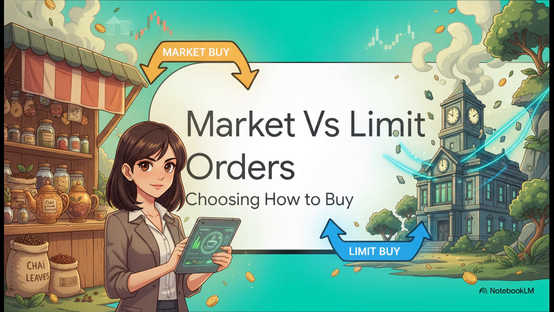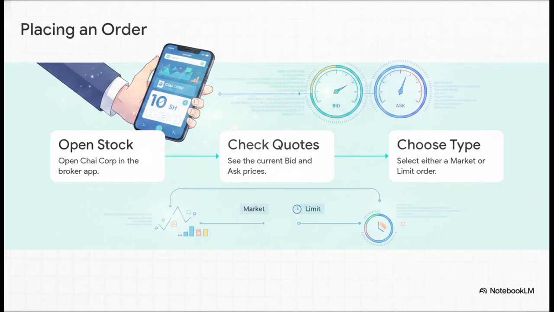All right, moving along to section 3, market versus limit orders. So we know the spread exists, right? But how do we actually navigate it? Well, we do it through the specific order type we select. Let's bring in a real-world scenario here. Let's imagine an investor named Mira, and she wants to buy shares in a completely made-up business we'll call Chai Corp. Let's walk through Mira's exact steps.